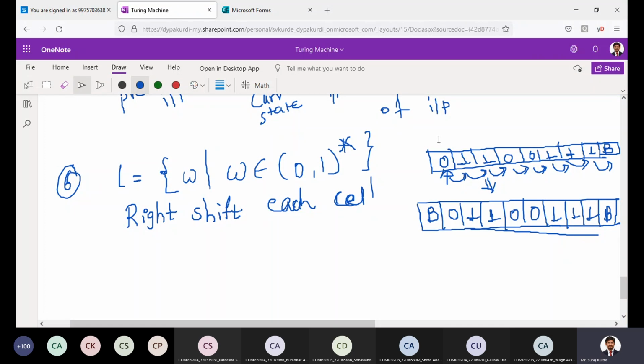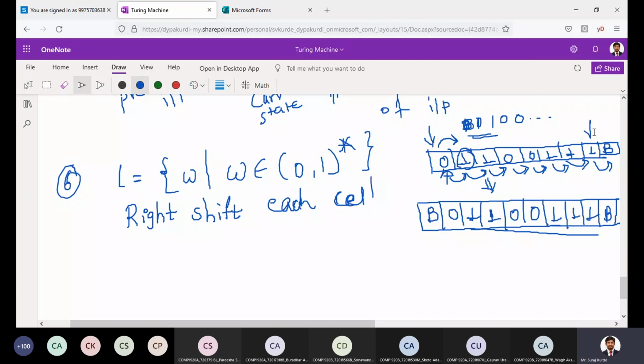Now what can be the strategy? If I start from this point, I have to shift it to the right side. So if I shift this value to the right, what will it become? 0, 1, 0, 0, then 1, 0, 0, and so on. This 1 is lost because we have not saved it. That I'm explaining. So if I shift this 0 to here, replace this with blank and go to the right side. Whatever cell is there, write down 0. So we can see the loss of 1.